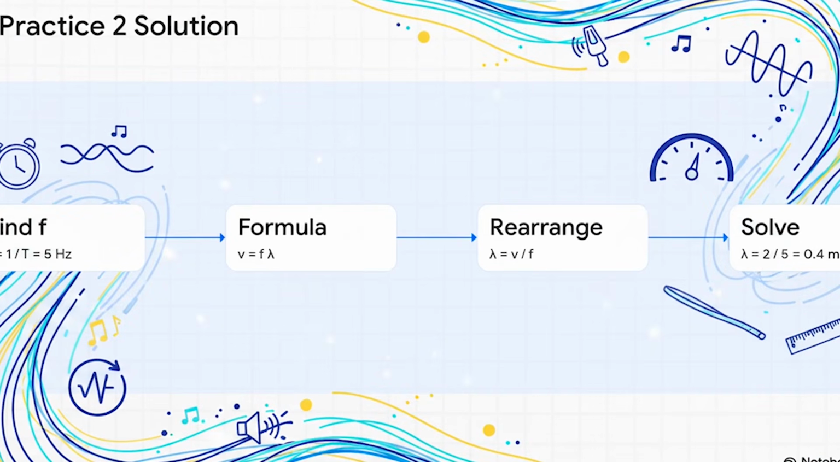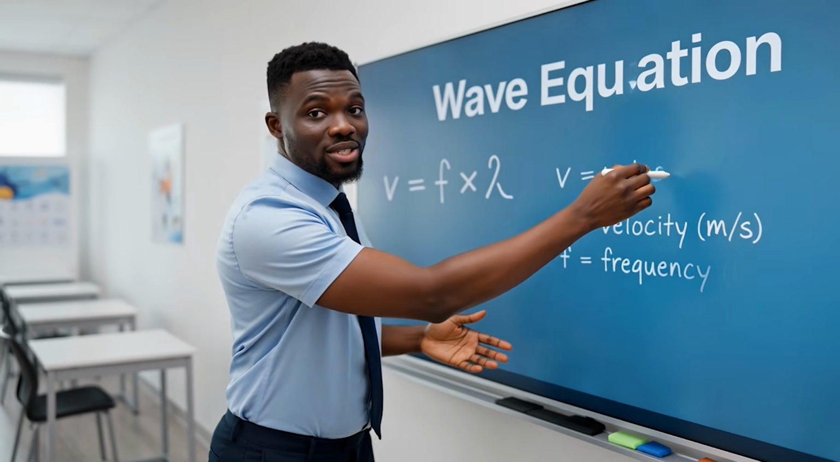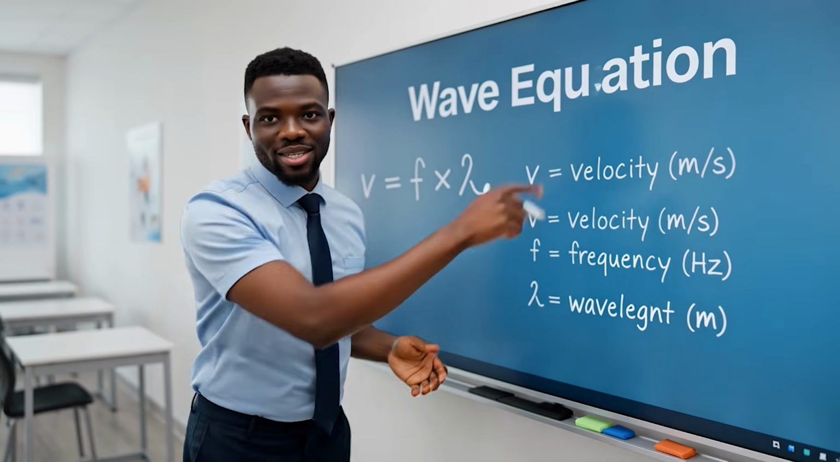Step 1, find frequency. F equals 1 divided by our period, T. So 1 divided by 0.20 seconds gives us 5 Hertz. Step 2, write down the wave equation. V equals F times lambda. Step 3, we need to find wavelength, so we carefully rearrange the formula. Lambda equals V divided by F. Step 4, solve it. 2 divided by 5 equals 0.4 meters. Always remember to check your units class. Meters for wavelength, hertz for frequency, and meters per second for speed.